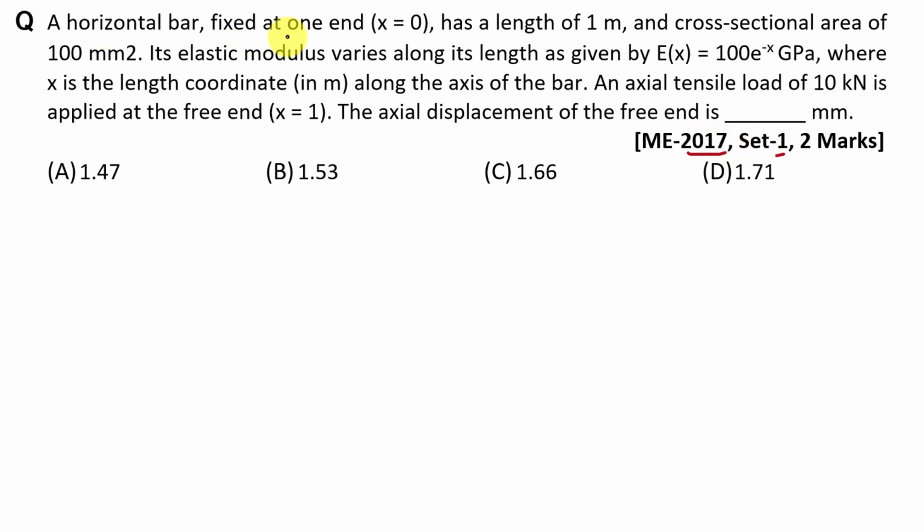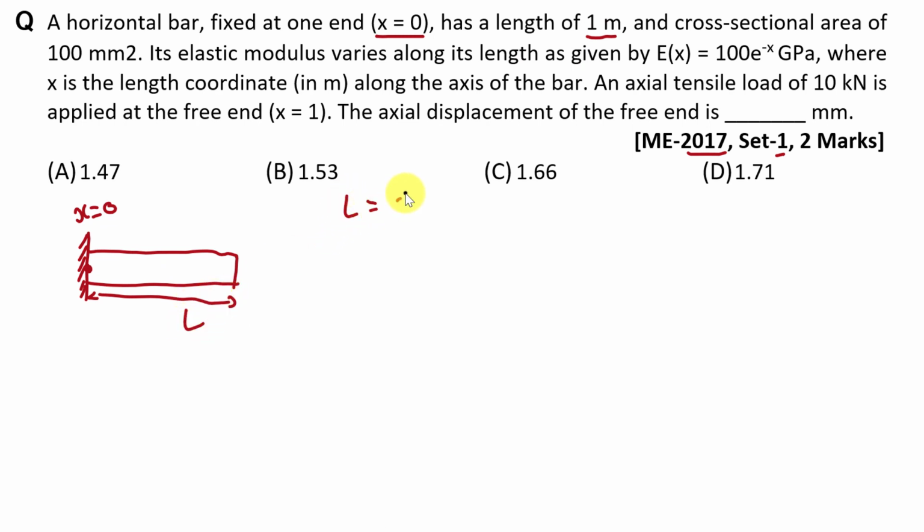The next question is from year 2017 paper set 1. A horizontal bar fixed at one end, x is equal to 0, has a length of 1 meter. Means here let's say we have this fixed end and we have a bar like this. Here we have to take this point as the origin, because at the fixed end the value of x is 0, means at this point the value of x is 0. It is having a length of 1 meter. Let's say here this length is capital L and L is equal to 1 meter. And 1 meter means it is 1000 mm, right?